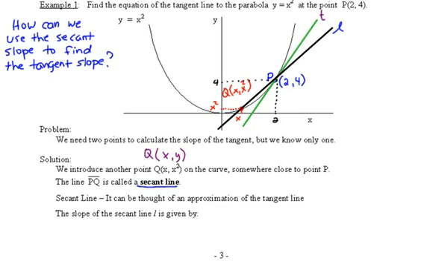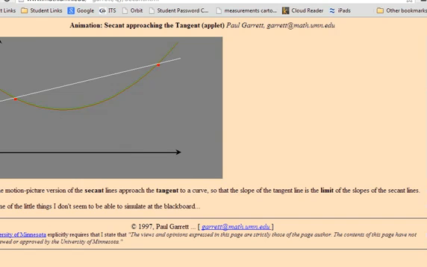Okay, so here's the thing. I'm going to show you a little animation because I think it'll make for better learning. We have this secant line, and what we want to do is bring Q closer and closer to P. Why do we want to do that? Because as it gets closer and closer, it's going to basically be the tangent line.